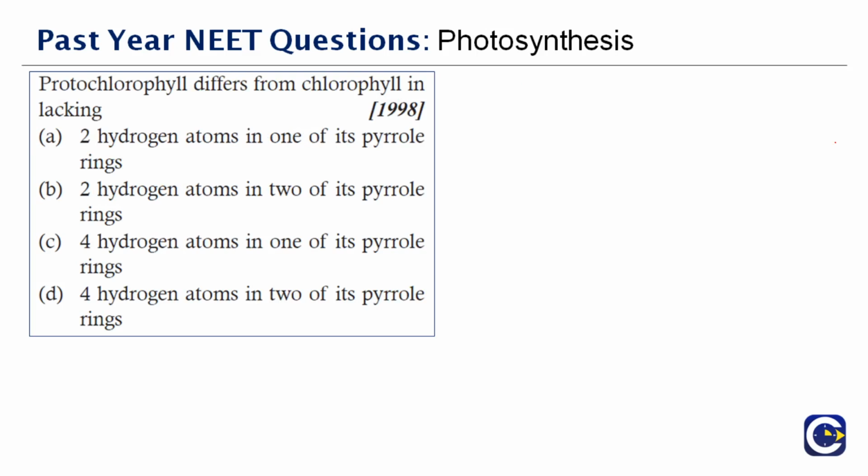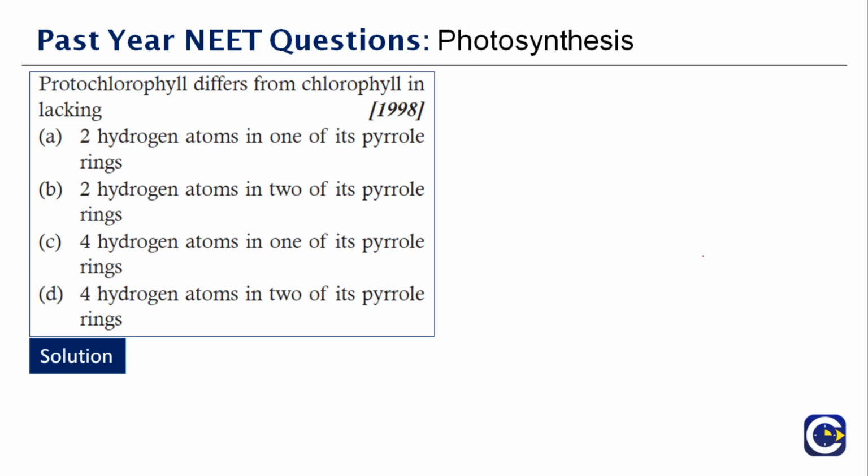Next question here. Protochlorophyll differs from chlorophyll in lacking dash. What are they telling us here? Protochlorophyll. What do you mean by protochlorophyll? Protochlorophyll differs from chlorophyll in lacking two hydrogen atoms in one of the pyrrole rings. Now how can you describe protochlorophyll?